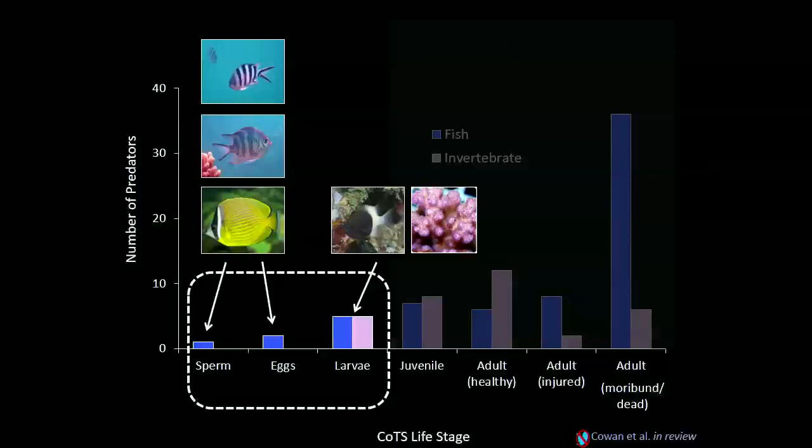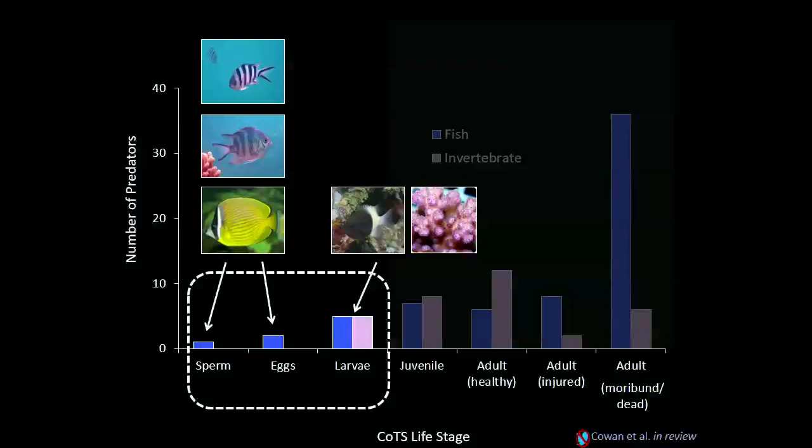As you can see, though, few predators have been identified at these life stages, and this is primarily due to logistical challenges of sampling these early life stages. But also, COTS are chemically defended at all stages of their life cycle, and it was once thought that these eggs and larvae were effectively defended from predation.